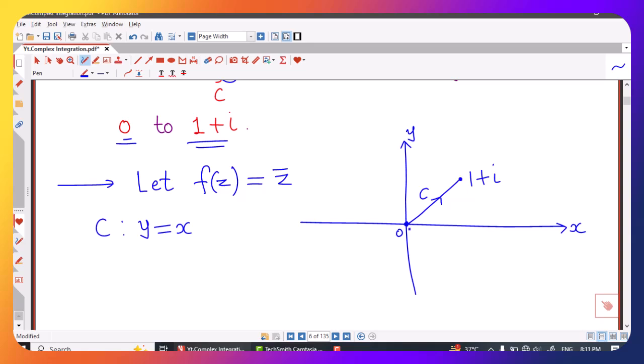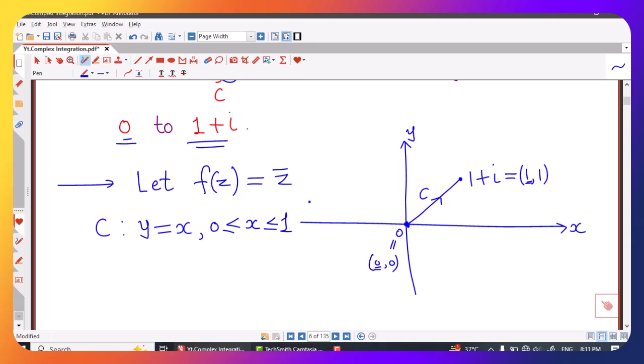At this point the value of x is 0. This we can rewrite as the ordered pair (0, 0). This we can rewrite as the ordered pair (1, 1). So here the value of x is 0, and at this point the value of x is 1. So we can represent this as y equal to x, where x lies between 0 and 1.